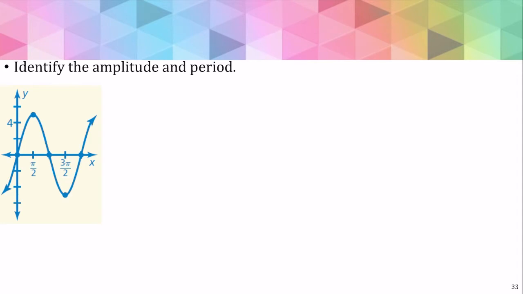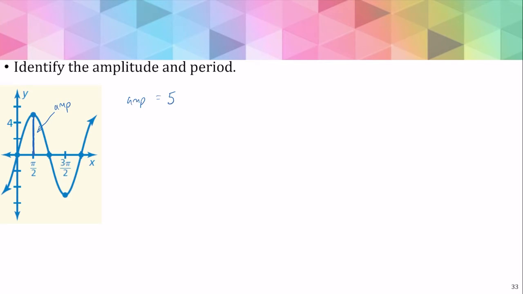So let's start by looking at some graphs. It says identify the amplitude and the period. Well, the amplitude is the distance between the midline, which appears to be the x-axis, and the highest point. So the amplitude appears to be 5.